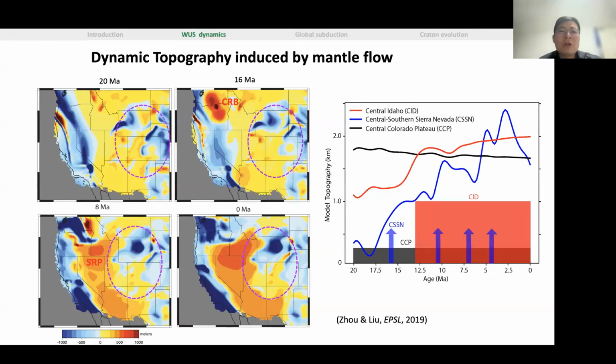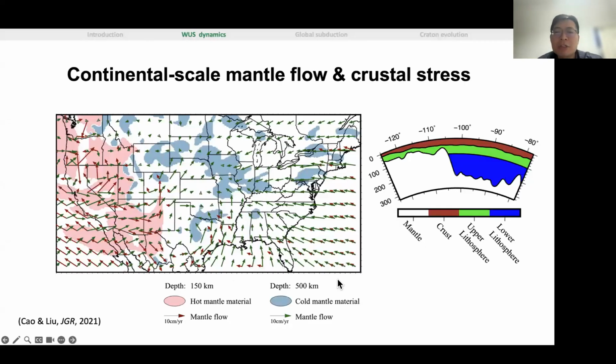And then, as I said, this is the heavy duty part. Most recently, we also look at the continental scale flow pattern. We look at two depths. The red arrows show 150 kilometer depth, and the green ones are at 500 kilometers. This is a highly 3D flow below the Western U.S. And of course, that's because at the same time, the lithosphere thickness variation is also dramatic.